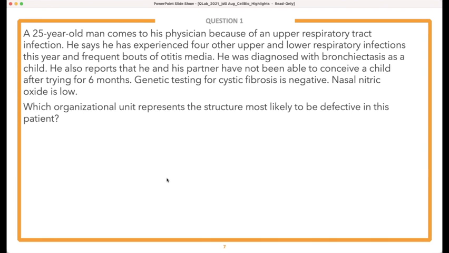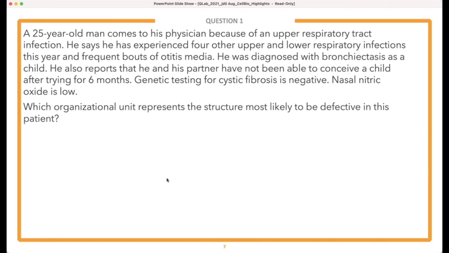A 25-year-old man comes to his physician because of an upper respiratory tract infection. He says he has experienced 4 other upper and lower respiratory infections this year and frequent bouts of otitis media. He was diagnosed with bronchiectasis as a child. He also reports that he and his partner have not been able to conceive a child after trying for 6 months. Genetic testing for cystic fibrosis is negative. Nasal nitric oxide is low.